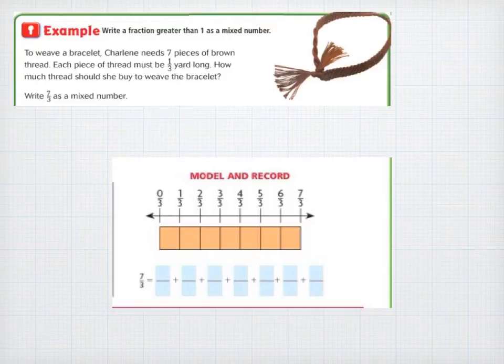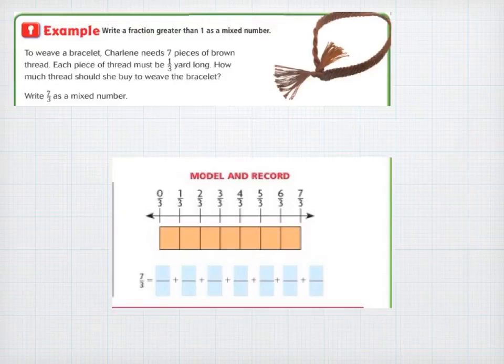Since we know we need 7 pieces of the 1/3 yard long thread, we need 7/3 thread. If we walk into an arts and crafts store and ask for 7/3 pieces of thread, they're going to look at us like we're crazy. So what we need to do is change 7/3 into a mixed number. In order to solve this problem, we need to break up 7/3 into the unit fractions that make it up.